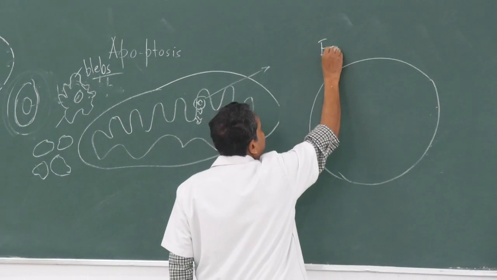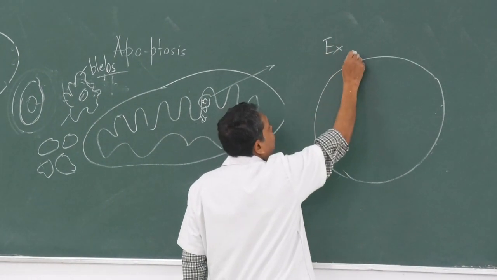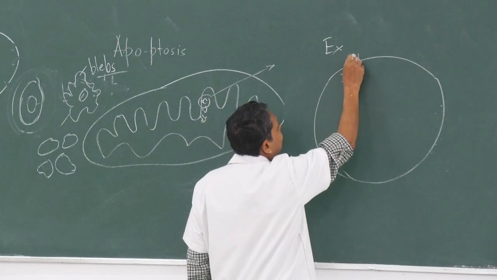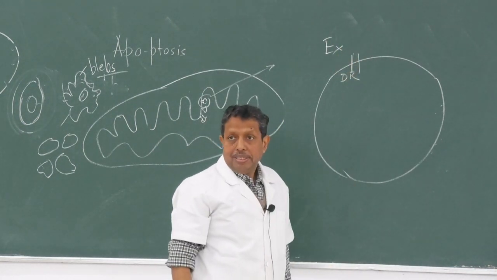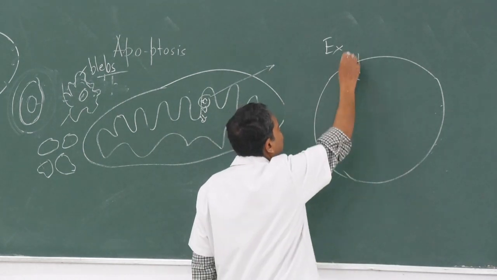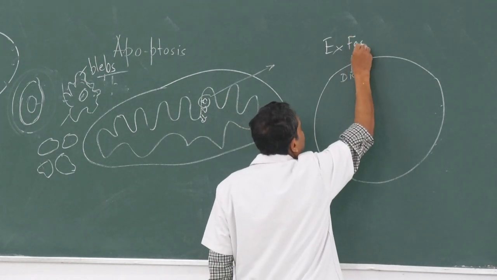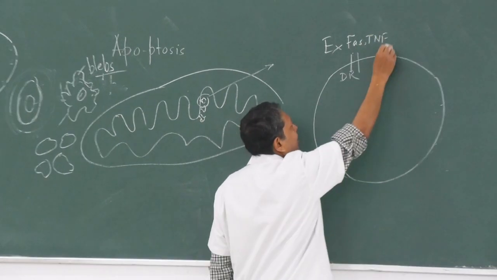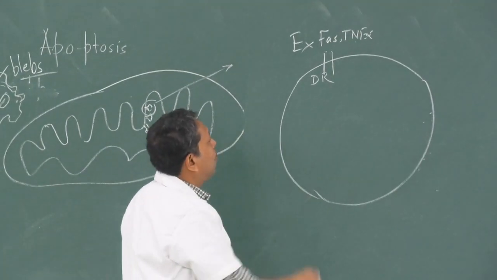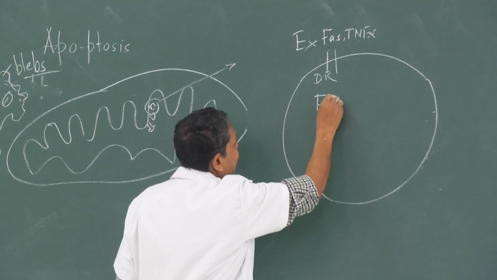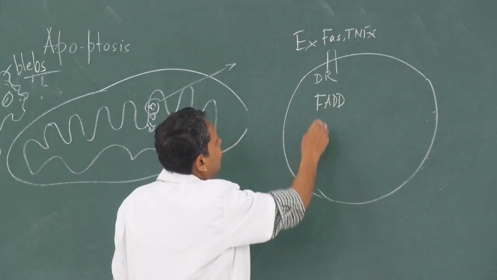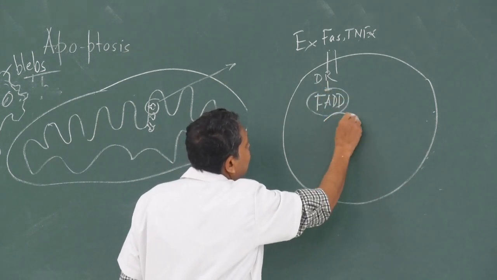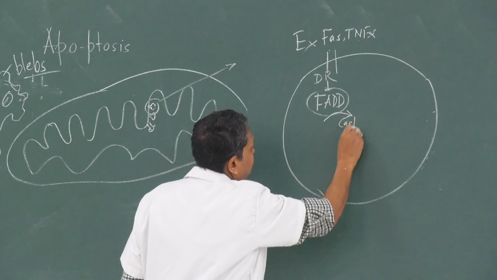One is the extrinsic pathway. Suppose there are some receptors called death receptors, and they bind with some extracellular elements, suppose FAS or tumor necrosis factor alpha, I cannot remember everything. And when they form adapter proteins with FADD, they unite with the FADD, and in this way it will activate caspase 8.